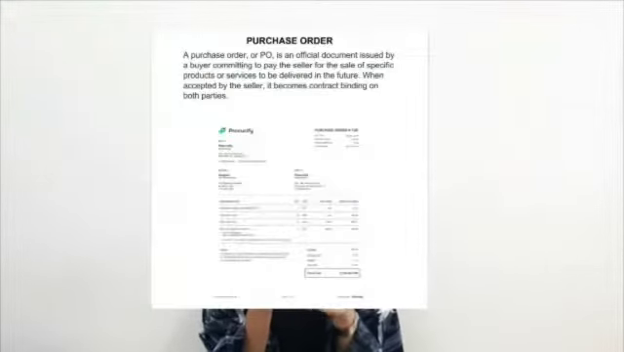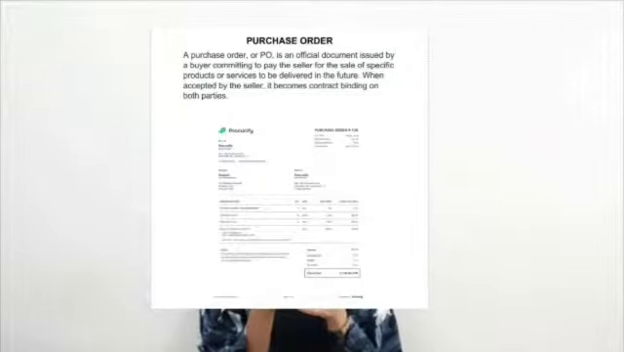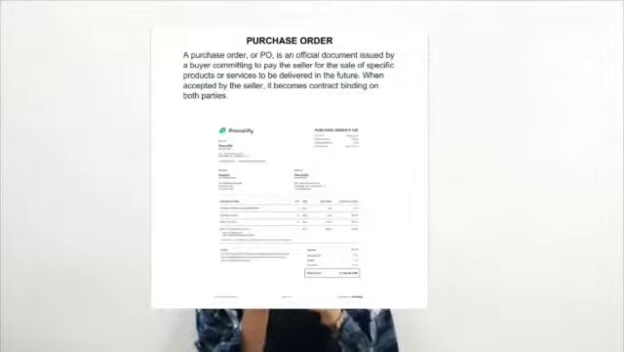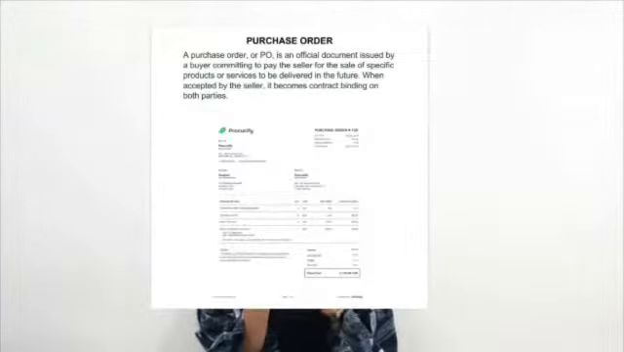The first one is purchase order. A purchase order, or known as PO, is an official document issued by a buyer committing to pay the seller for the sale of specific products or service to be delivered in the future. When accepted by the seller, it becomes a contract binding on both parties.